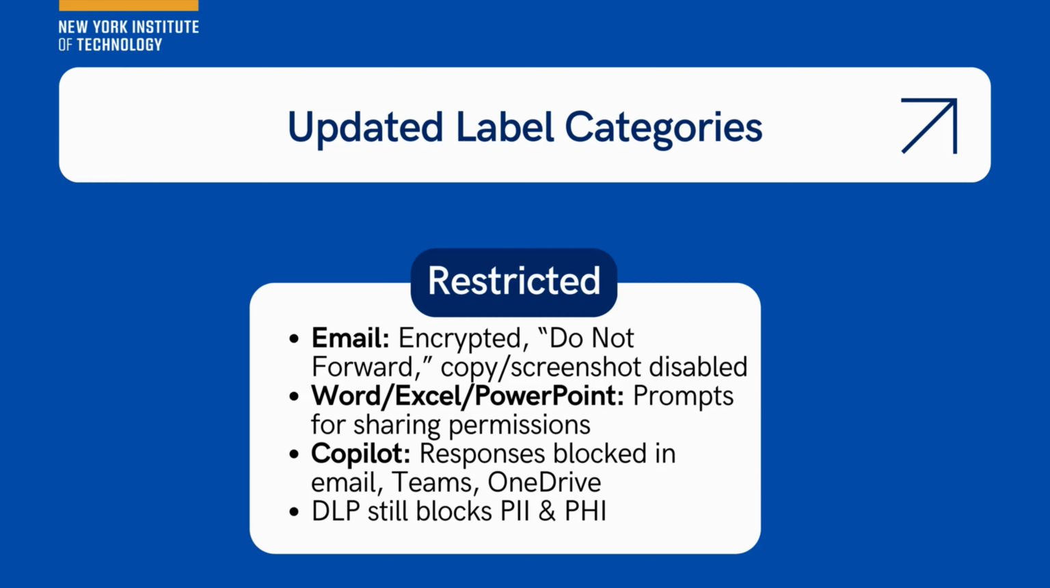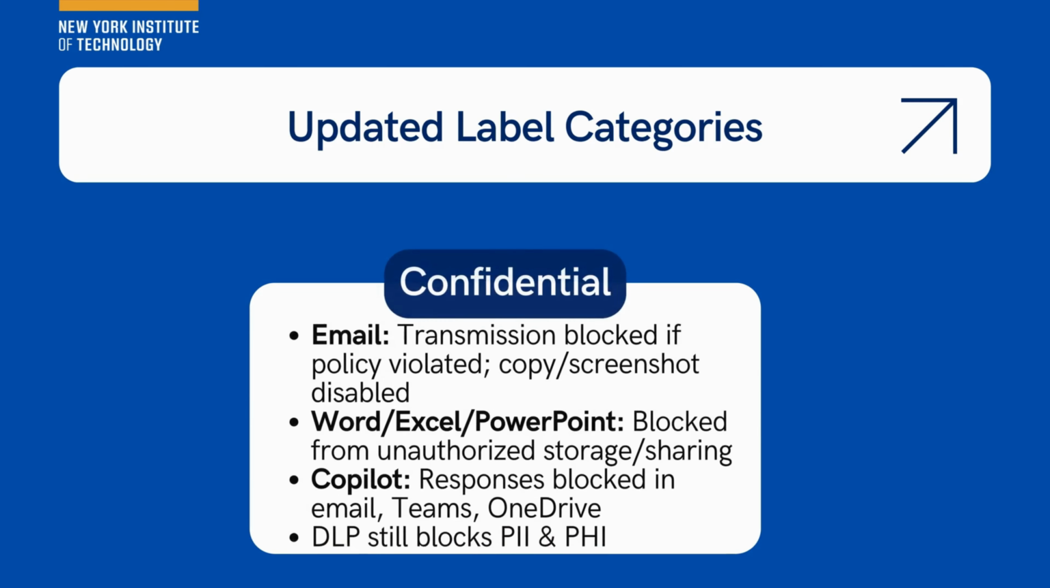Additionally, for services where Copilot can act on content, Copilot responses will be blocked for restricted content in email, Teams, and OneDrive to prevent sensitive content from being processed or shared by the AI. And again, if PII or PHI is present, DLP still prevents unsafe transmission.